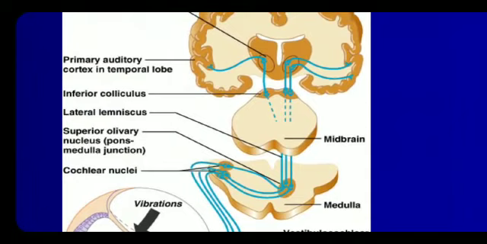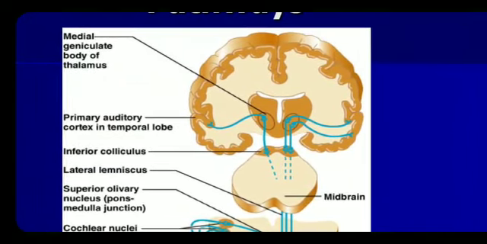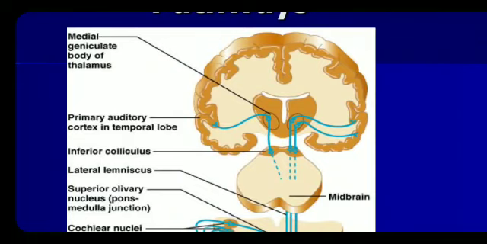So the fourth order neurons start from the inferior colliculus, and then they terminate in the medial geniculate body of the thalamus. Then from the medial geniculate body of the thalamus, the fifth order neuron starts and ends in the auditory cortex. So the primary auditory areas are areas 41 and 42, and the auditory association areas are areas 22, 21 and 20.